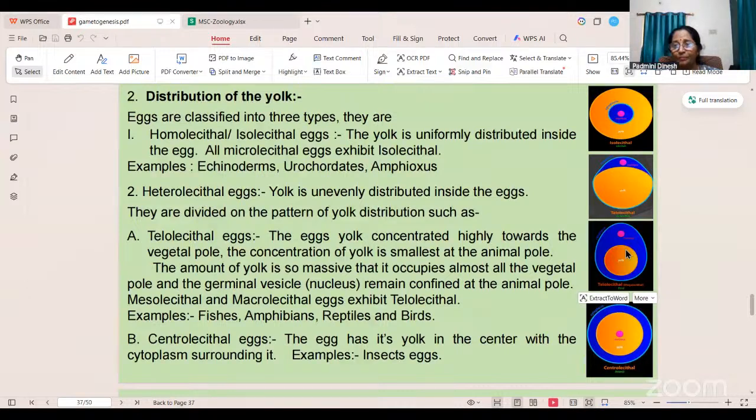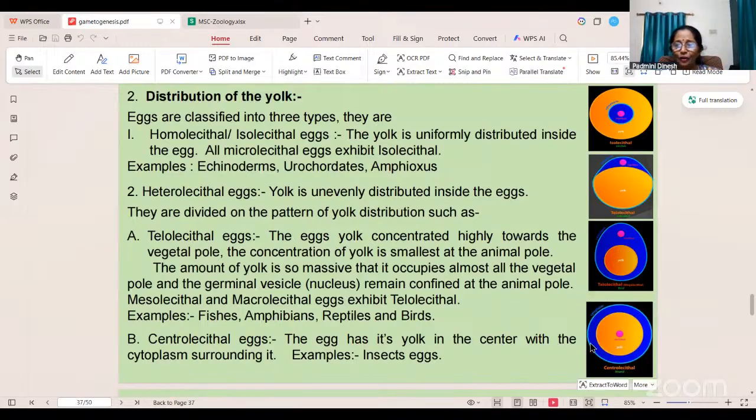Here you have the egg where the maximum amount of yolk is present and less cytoplasm is pushed to one side. Here you have yolk on one side, the nucleus on top, and the cytoplasm around the yolk and the nucleus. This is one type of telolecithal eggs you find over there.